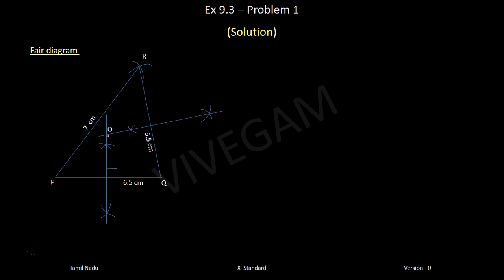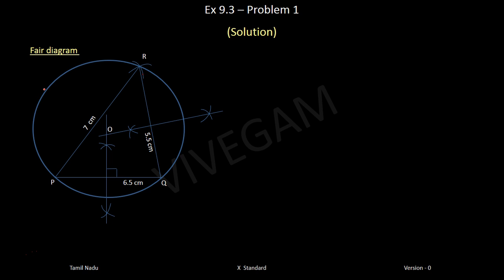Now these two perpendicular bisectors will intersect at one point, and that is O, which is the center of the circle. With O as a center and OP or OQ or OR, all three are equal, as a radius, you'll have to draw a circle. Right? Now we have done that. Now if you look at it, we have PQ, we have QR. The only thing missing is the point S.